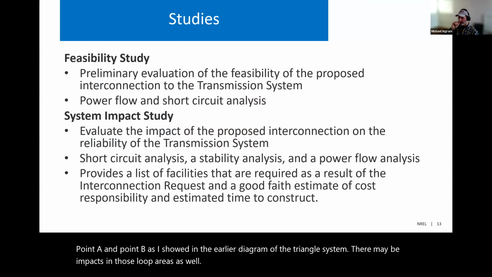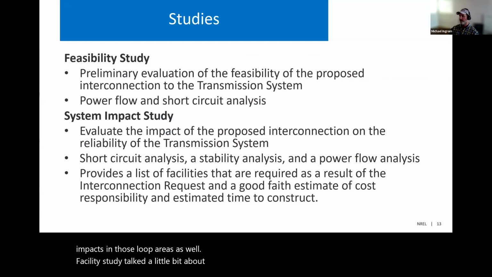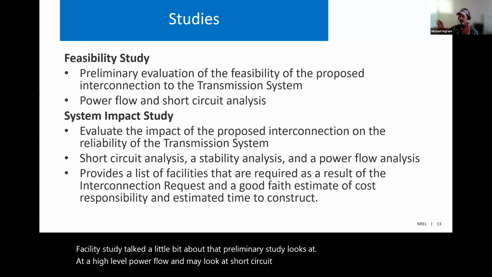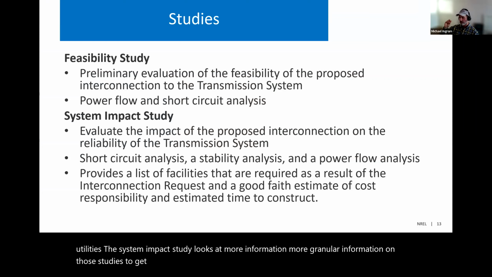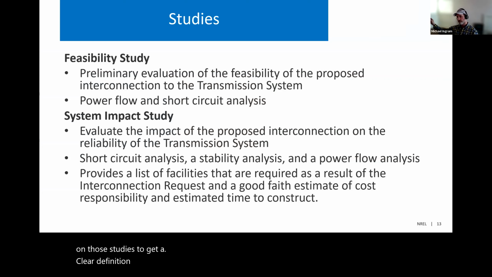Facility study, I talked a little bit about that. The preliminary study looks at a high level power flow and may look at short circuit analysis in some jurisdictions at some utilities. The system impact study looks at more granular information on those studies to get a clear definition that can provide the background for the facility study. That is the essential reason, or the focus, of the impact study.